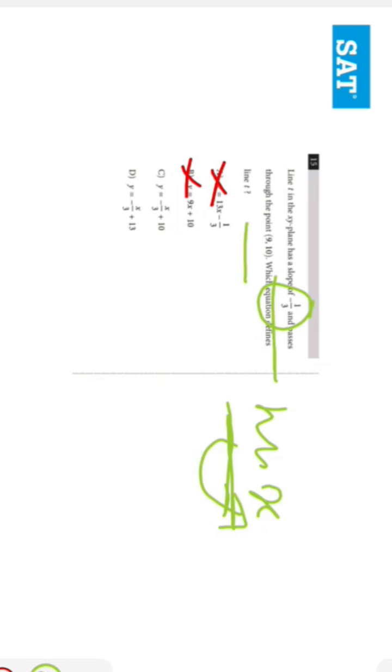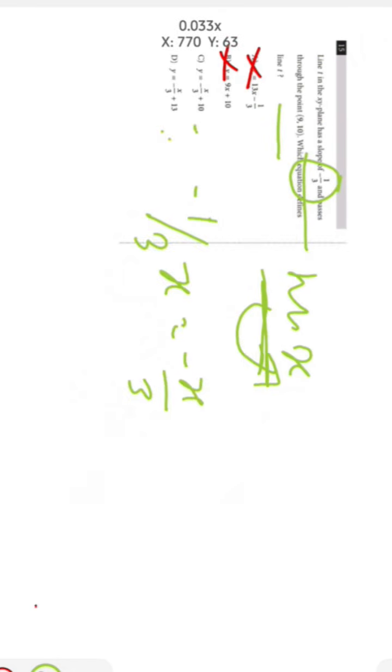question. But if we look at C and D, the slope is correct, because if we multiply negative 1 upon 3 into x, it equals negative x upon 3, which is the same. So both slopes are correct. But now we need to solve it using the slope intercept form, which is y equals mx plus b. This is the standard form.